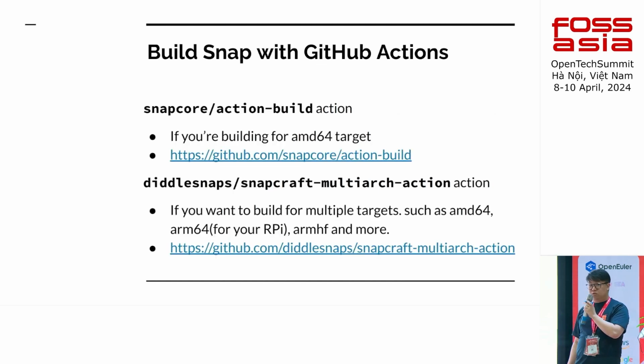Or if you want to automate the build of your Snap, there are some GitHub Actions that you can use in your workflow, like the Snapcore action-build action that allows you to build your Snap. And if you need to build Snaps for multiple architectures, you can use the Snapcraft multi-arch actions to cross-compile your Snap for multiple devices, like your PCs, Raspberry Pi and much more.